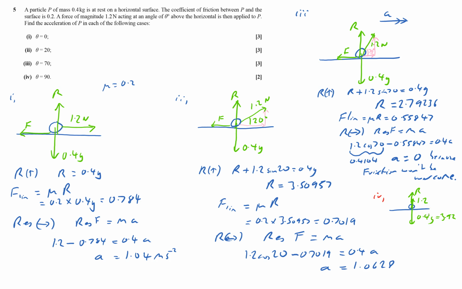And so therefore it's not going to be accelerating upwards. If the force which was applied to it was bigger than 3.92, so if this force was 5, then it would be accelerating upwards, but it's not. That's 3.92. It's only got 1.2 up there, therefore the particle won't move, and therefore acceleration equals 0 for this one as well. And that's question 5 done.